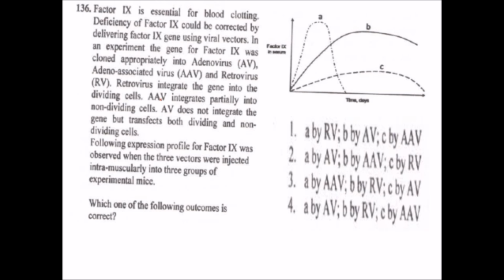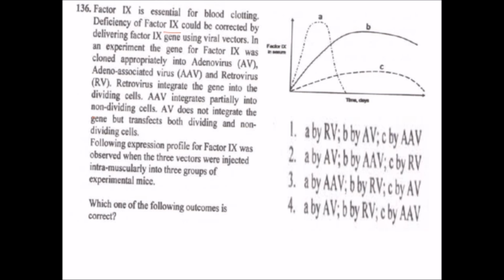But another statement says that retrovirus integrates the gene into the dividing cells. If it is integrating the gene in dividing cells, then it means all of the cells have been introduced with factor 9, so it will express factor 9 in a more appropriate way. But adeno-associated virus integrates partially into the non-dividing cells. So after a certain time, the function of the factor 9 gene will be abolished because it is not passing to the dividing cells or to its daughter cells.